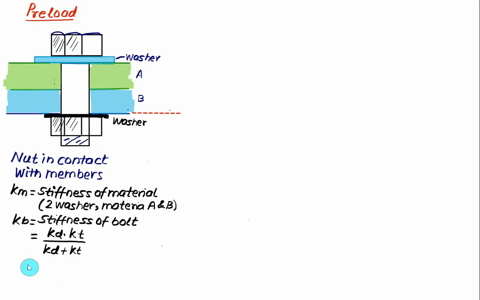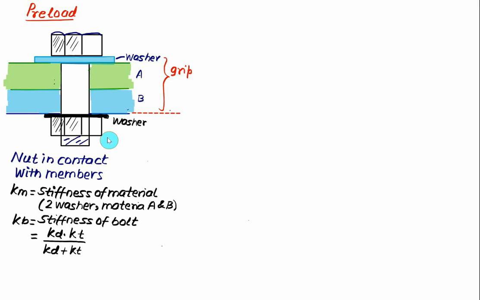Initially you have to make the assembly of material A, material B, washer, nut and the bolt. In that case you have to turn the nut so that it snugly fits the assembly and the assembly gets formed. Hereafter the washers and materials A and B together we will call the grip.